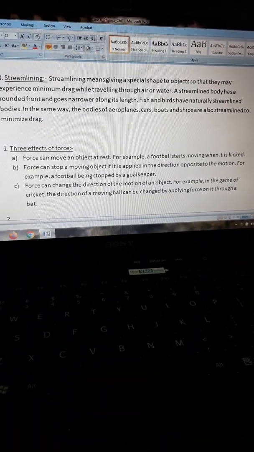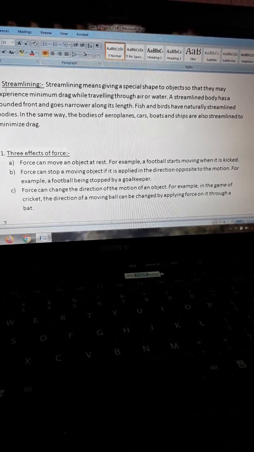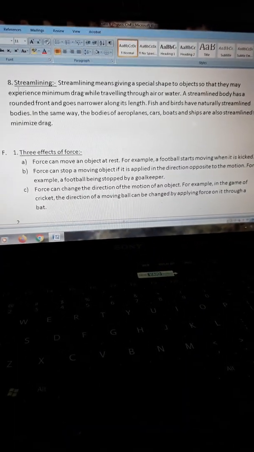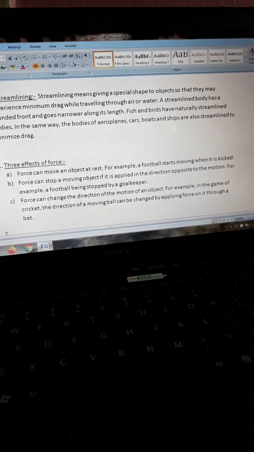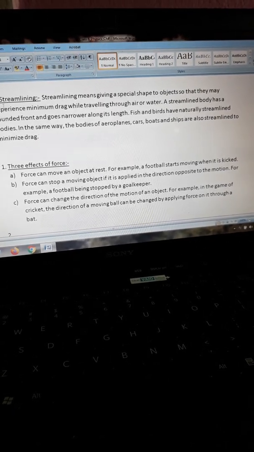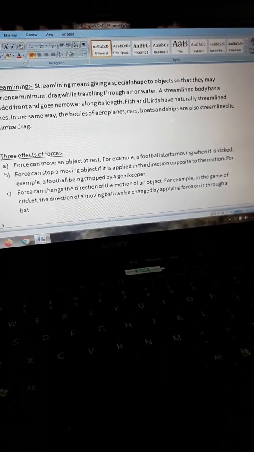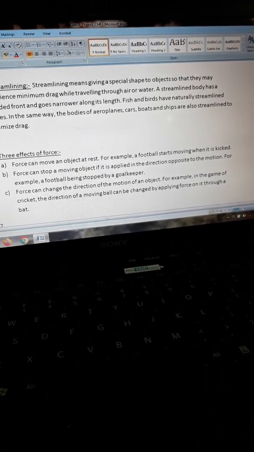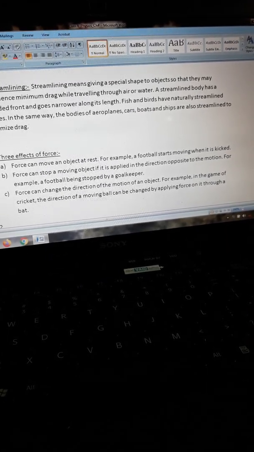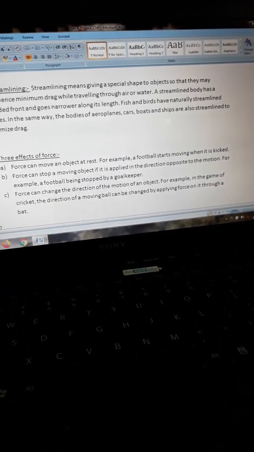The next effect is that force can stop a moving object if it is applied in the direction opposite to the motion. So if we apply force in the direction opposite to the object's motion, that force can stop the moving object. For example, a football being stopped by a goalkeeper. And the third effect is that force can change the direction of motion of an object. For example, in the game of cricket, the direction of a moving ball can be changed by applying force on it through a bat.